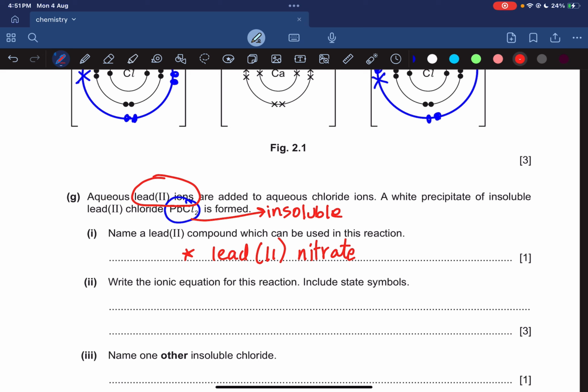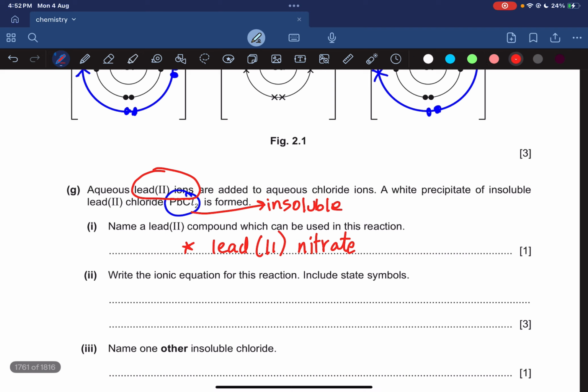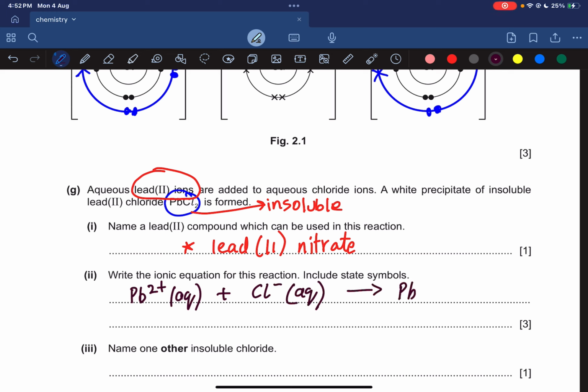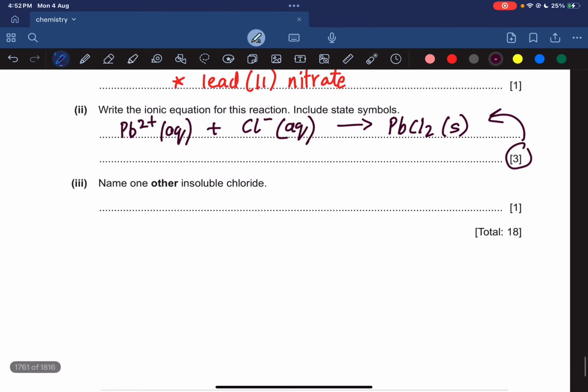Write the ionic equation for this reaction, include state symbols. Ionic equation is extremely easy. You have your lead ions, Pb 2+ ions, and the state symbol is going to be aqueous because it's lead nitrate, so it's soluble. Plus you have your chloride ions, they also have to be aqueous, and what you're forming is PbCl2, that's going to be a solid. Done. 3 marks just for this. I believe that's easy as nothing. Name one other insoluble chloride. Lead chloride and silver chloride. Silver chloride is insoluble.